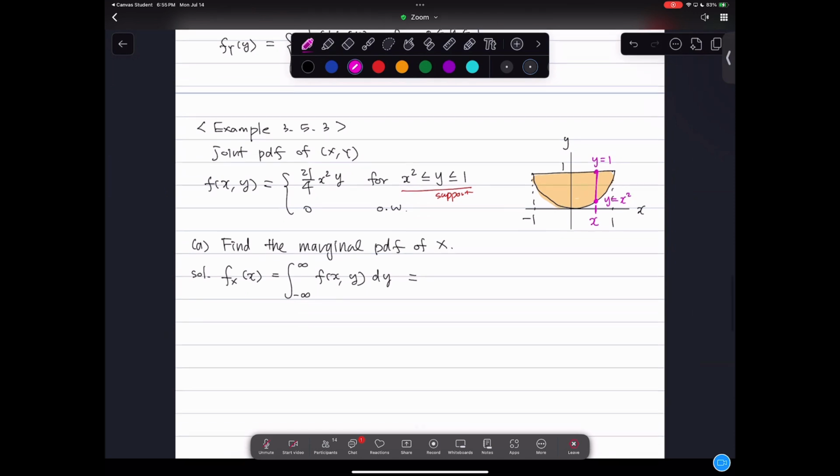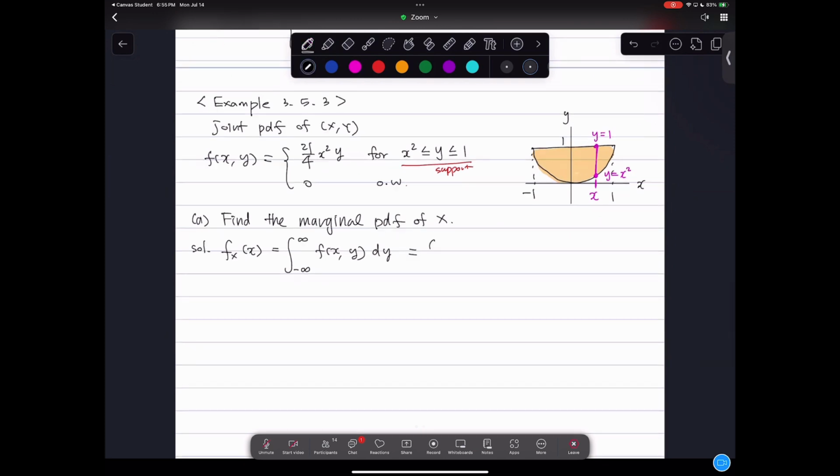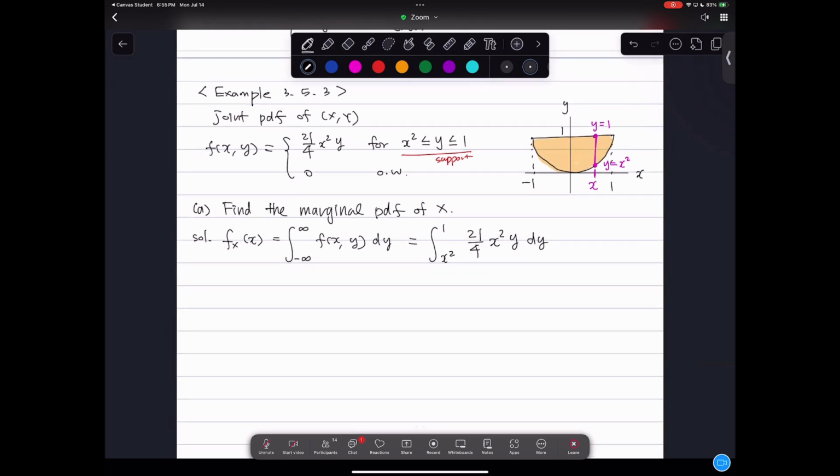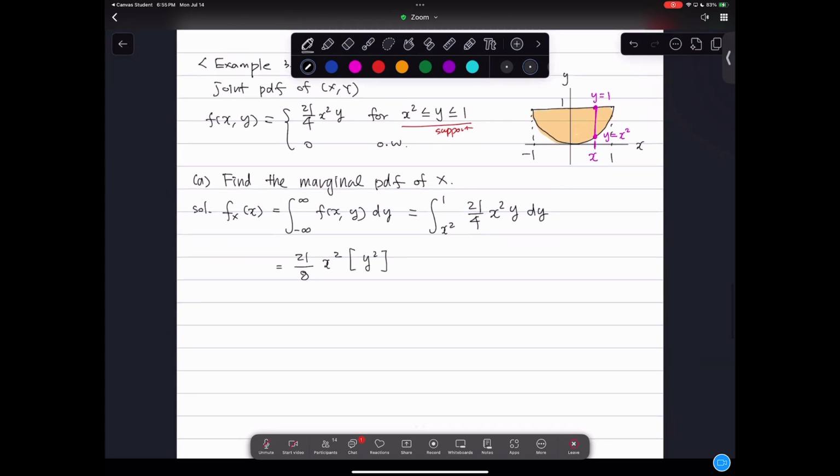So I'm getting my integration going from x squared to 1 of the joint, which is 21 over 4 x squared times y, and I'm doing it with respect to y. All right, so the rest is your work. That should be with respect to y. So I'm getting 21 over 8 x squared times y squared, with y value from x squared to 1.